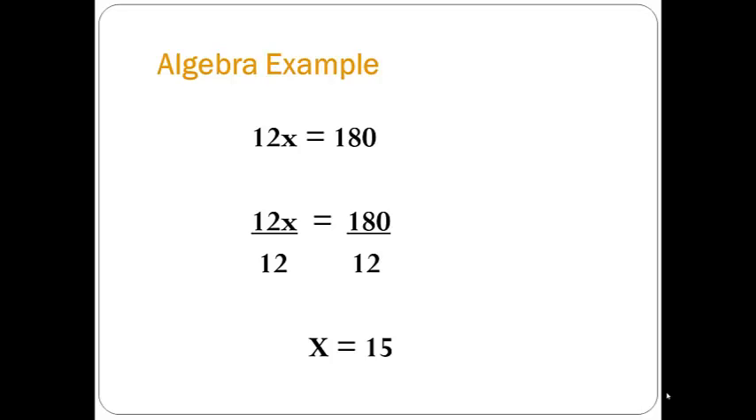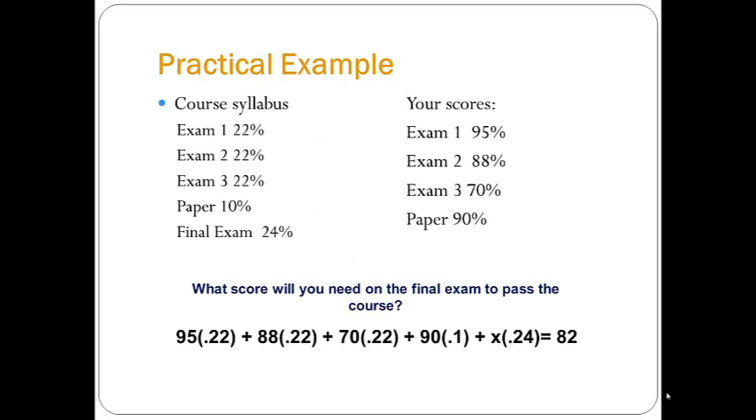To solve for x, we need to isolate x on one side of the equal sign, and we do that by dividing both sides by 12. Dividing both sides by 12 gives us x equal to 15. This is a very practical example where we use algebra, and you may find yourself using this equation several times throughout your 2 years in the anesthesia program.